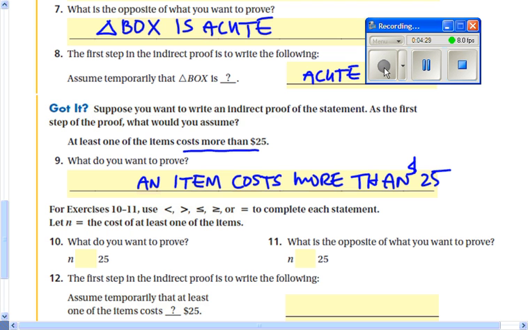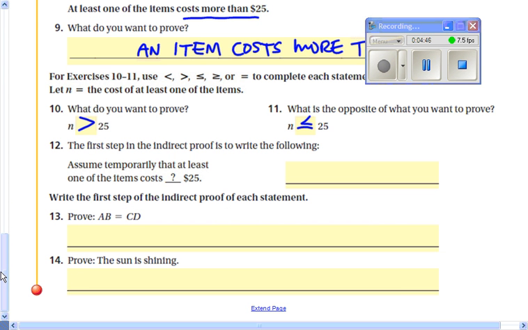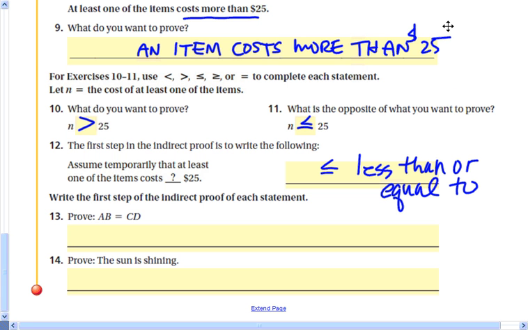All right, so what do we want to prove? We want to prove that an item costs more than 25, so that one item is greater than 25. The opposite of that is that an item is less than or equal to 25. So we are going to assume temporarily that at least one item costs less than or equal to $25.